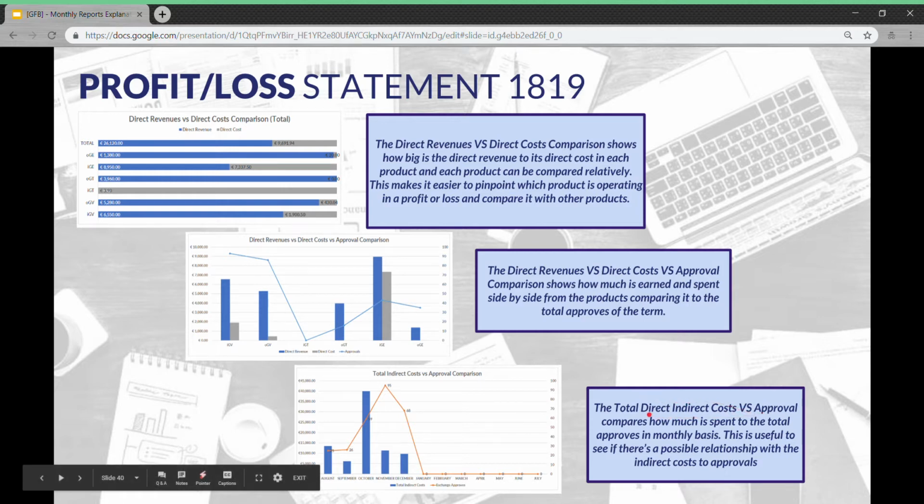Meanwhile, total indirect cost, sorry about the typo, versus approval compares how much is spent to the total approvals on a monthly basis. This is useful to see if there is a possible relationship between indirect cost and approvals. As you know, indirect cost is usually more on maintenance, overhead, and fees that are not necessarily for a specific product, but this is a good way to see if there is somehow a relationship, or rather how we can mitigate a more level playing field in terms of indirect costs.